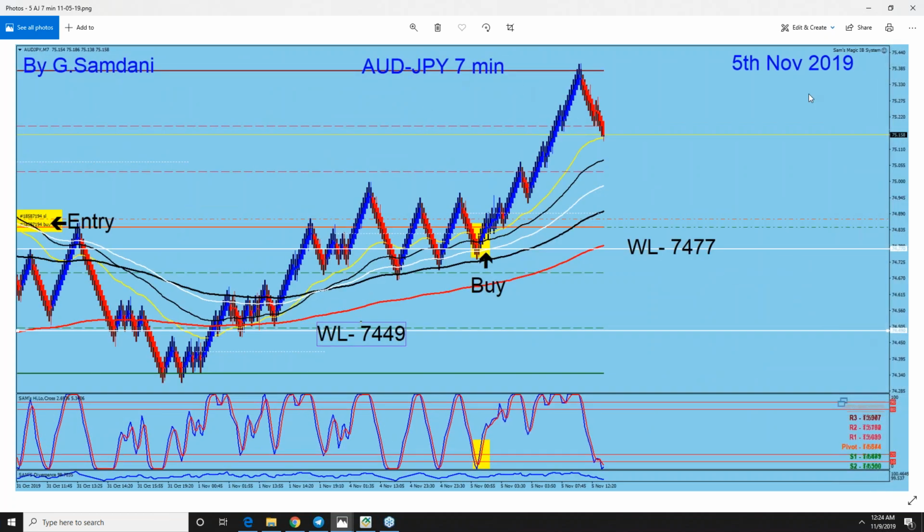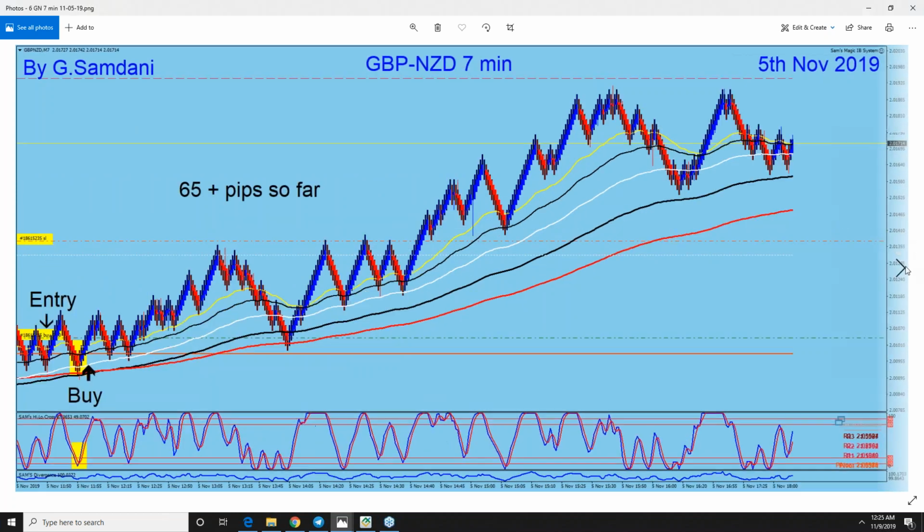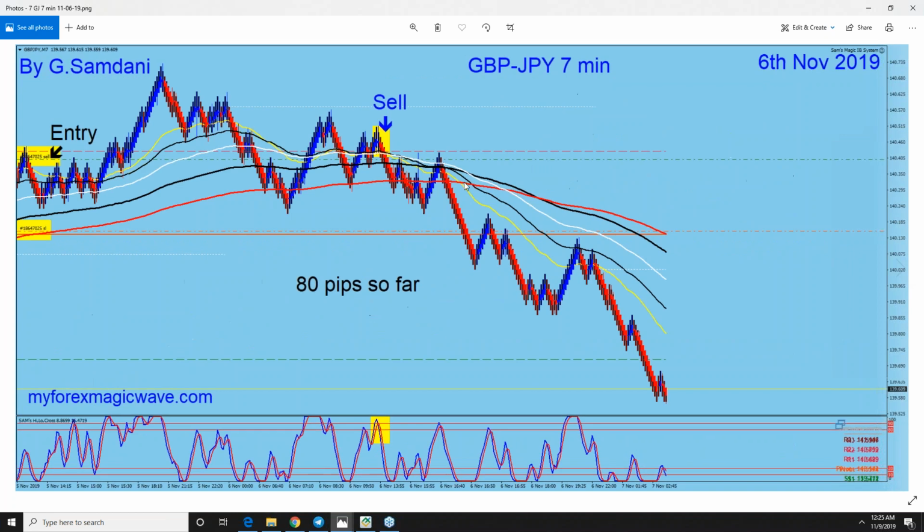Now on the 5th, AJ, this was a very nice reverse transition to the bullish side, and this was an entry, this was an entry, and then this was an entry. And then pound NZD again on the 5th, you can see the trade, right? The entry and then gone all the way.